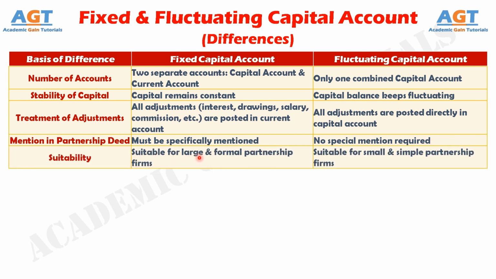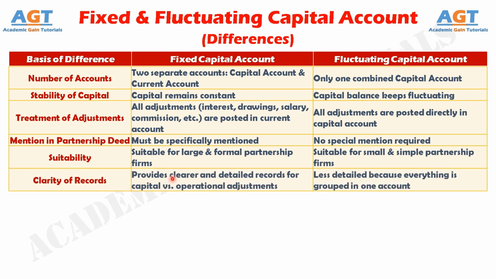Number 5. The fixed capital method is suitable for large and formal firms, whereas the fluctuating capital method is more suitable for small and simple firms. Number 6. The fixed capital method provides clearer and separate records of capital and routine adjustments, whereas the fluctuating method offers less detail because all transactions are combined.